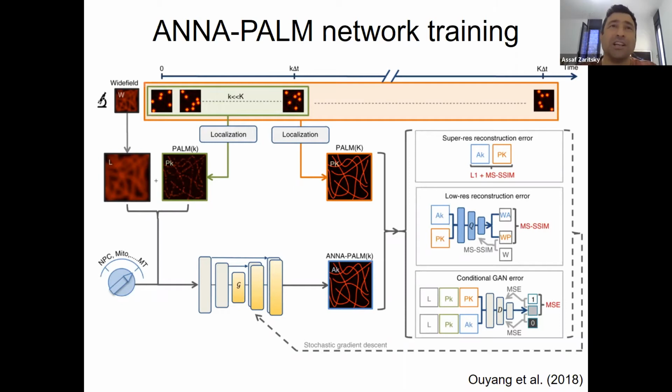Okay, and now we go to show that. Okay, so what do we have here? We have the wide field. So we take the wide field, we create a larger image from it because we have a higher resolution. Why? We want to get to a much higher resolution.